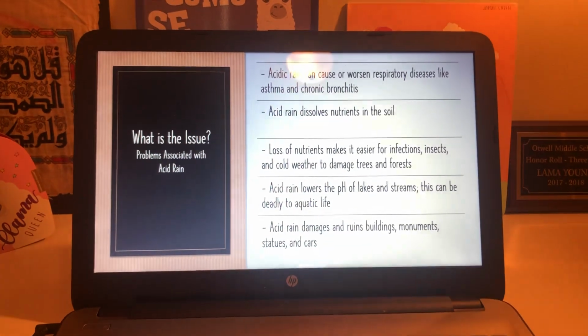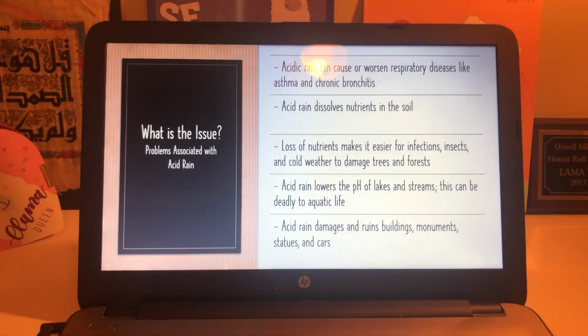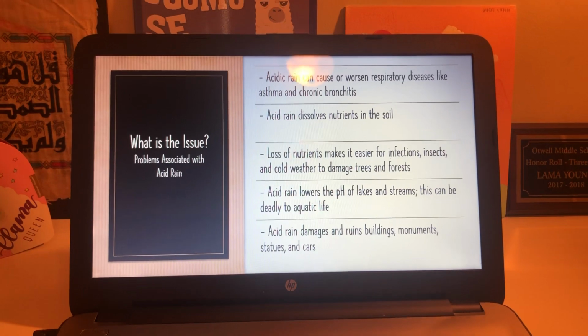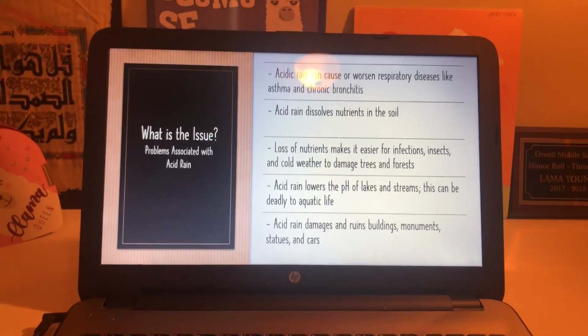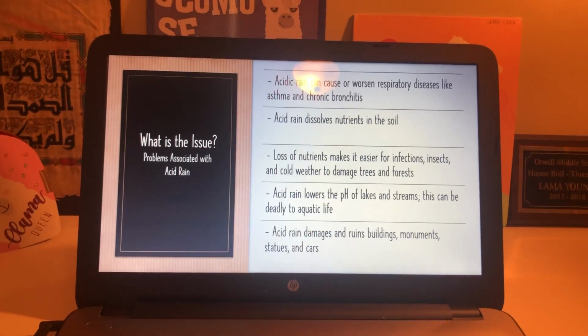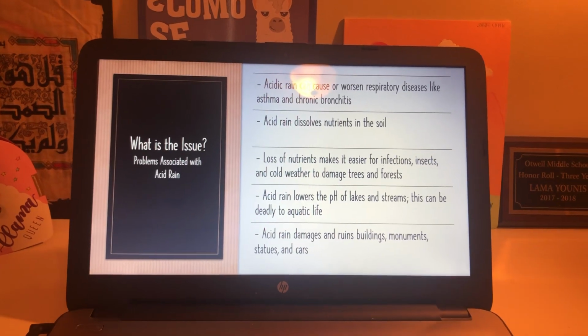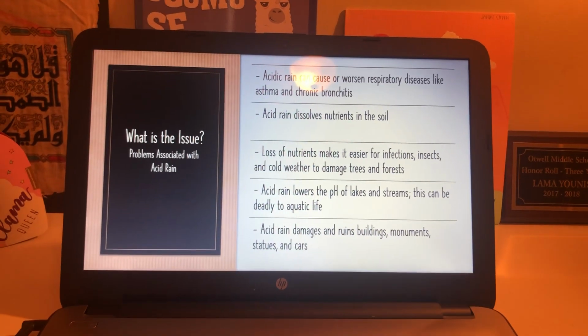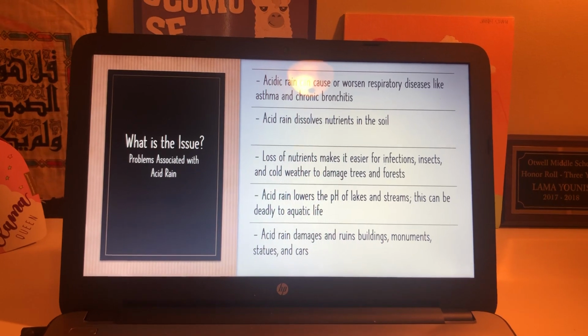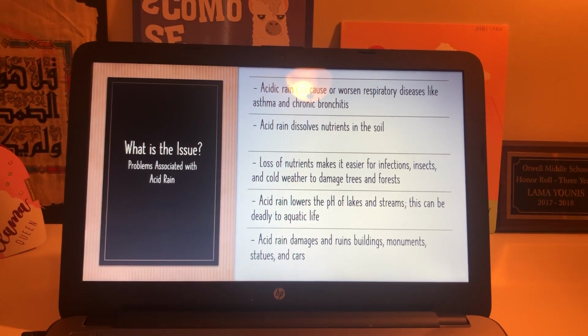There are many problems associated with acid rain. One of them is that acidic rain can cause or worsen respiratory diseases. This includes asthma, bronchitis, chronic bronchitis, and many more. Acid rain also dissolves nutrients in the soil. This loss of nutrients makes it easier for infections, insects, and cold weather to damage trees and forests.